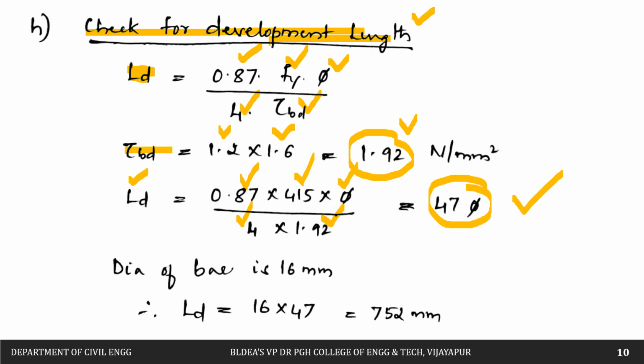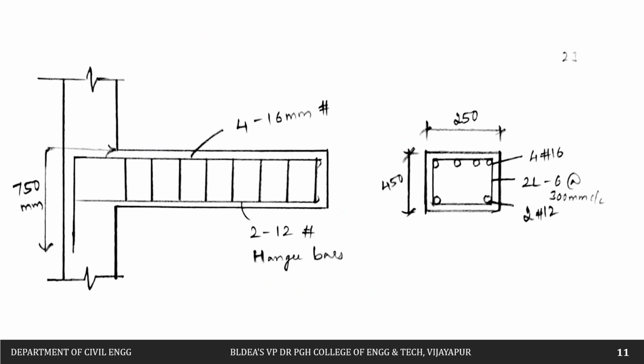Already we have seen this earlier also. The same thing we have done here, that is 47 times the diameter of the bar. As we are using 16 mm diameter, Ld will be equal to 16 times 47. So 752 mm is the development length which is required. Therefore when we do the detailing, we have to show this development length which has to be provided. 750 mm is the development length which has to be provided.